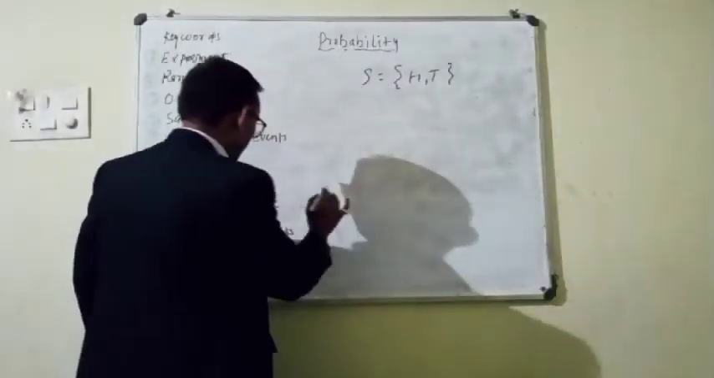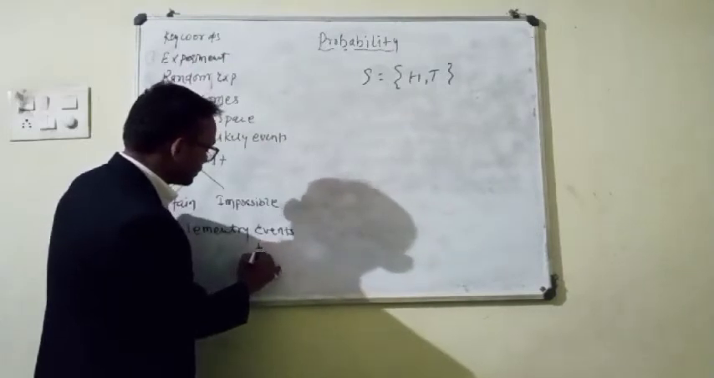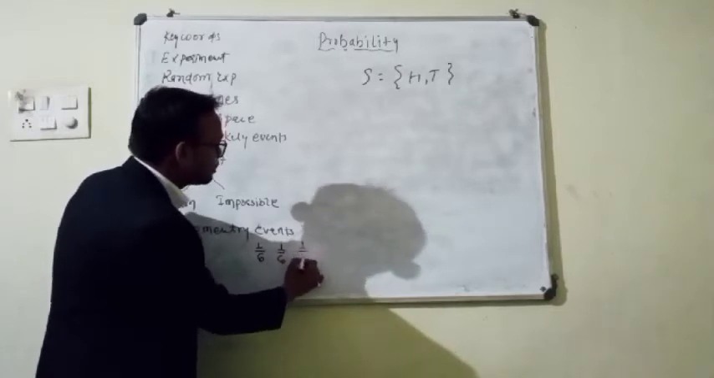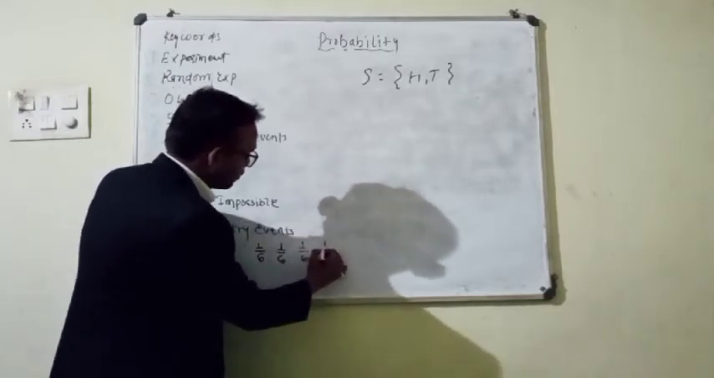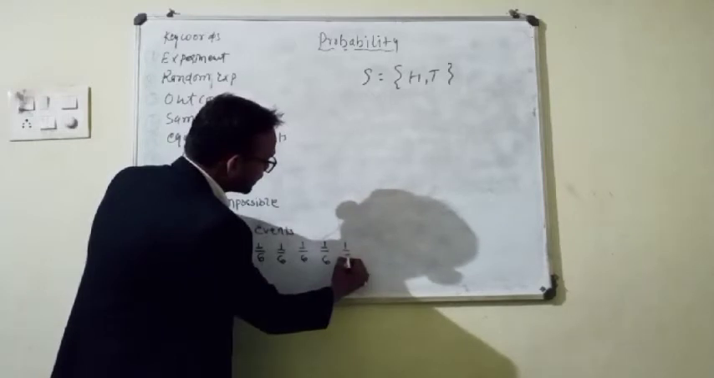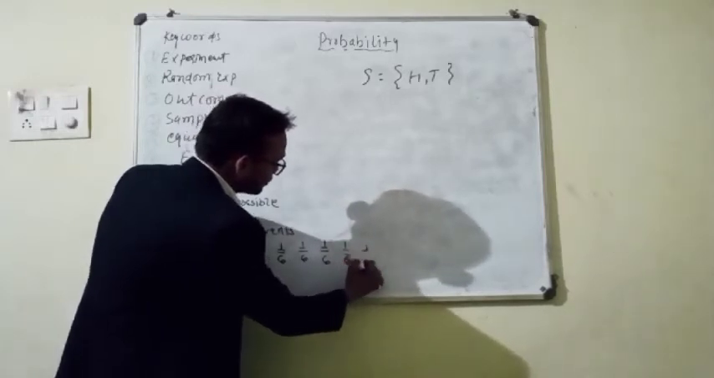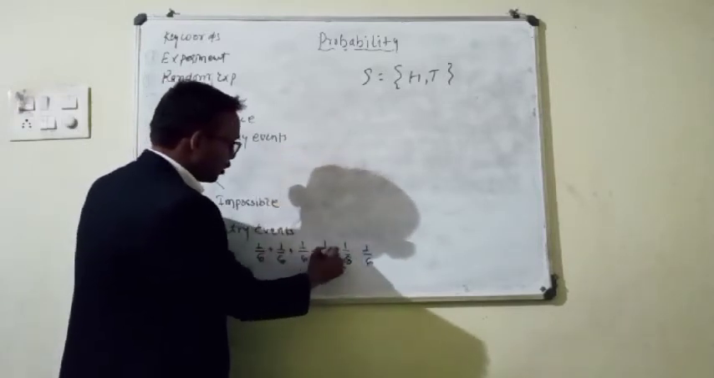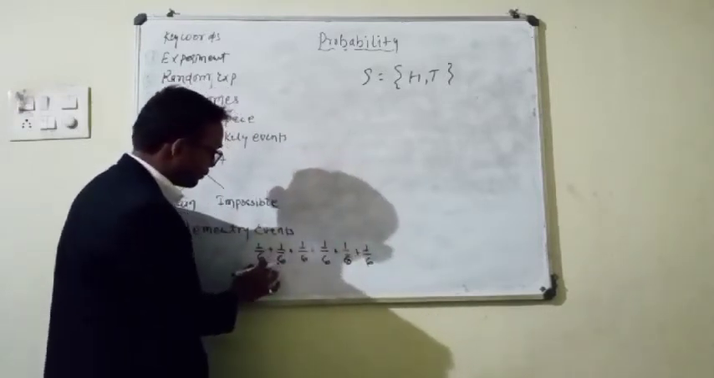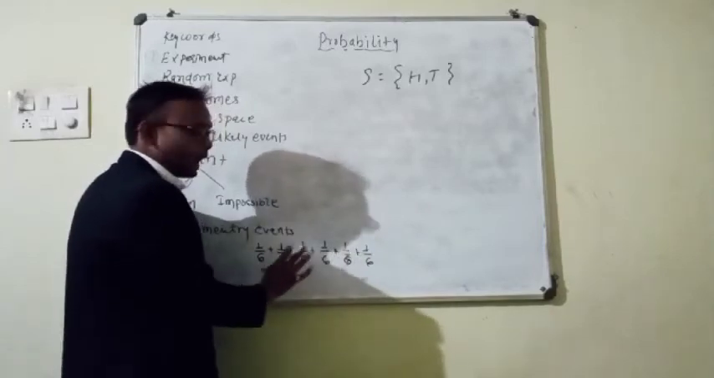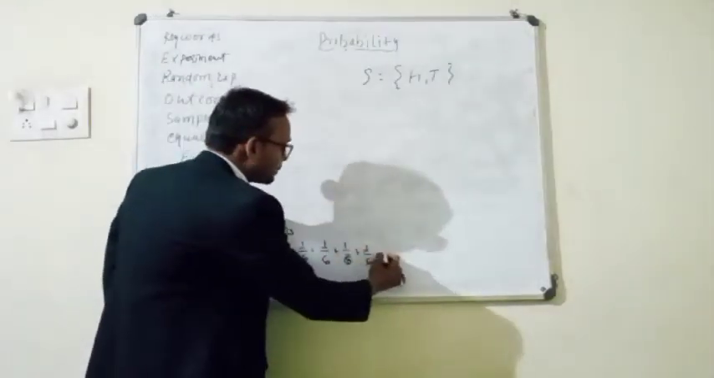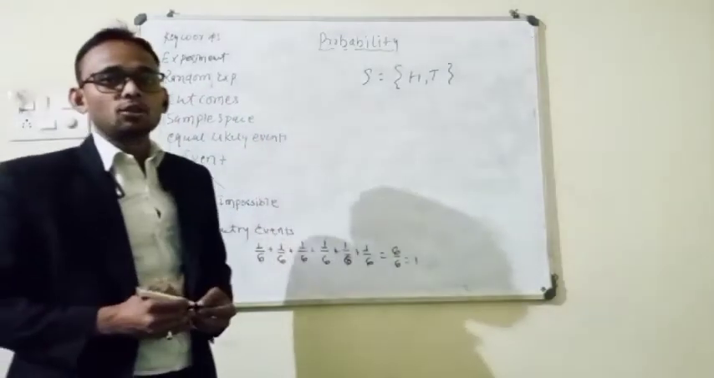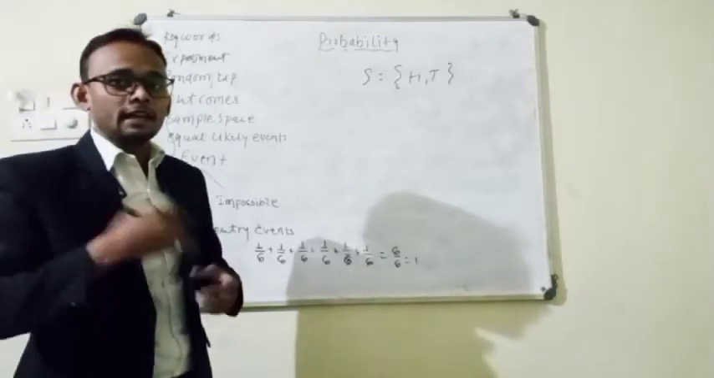If a dice is thrown, what is the probability of getting 1? It is 1 upon 6. What is the probability of getting 2? It is 1 upon 6. What is the probability of getting 3? It is also 1 upon 6. 4, 1 upon 6. What is the probability of getting 5? 1 upon 6. And what is the probability of getting 6? It is 1 upon 6. These are all called elementary events, and the sum of all these elementary events is equal to 6 upon 6, which is equal to 1. Okay, so that is elementary event.